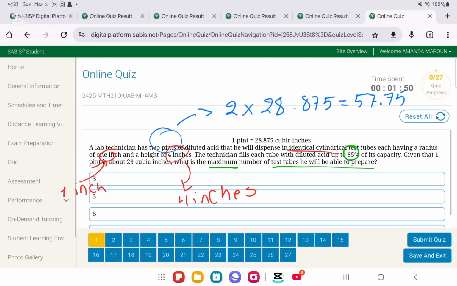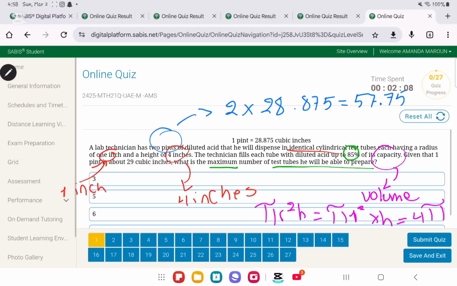So, from reading the question, I gathered all of this information. Now, whenever they say capacity, they are always referring to volume. And because they are cylindrical test tubes, we can find their volume by doing pi r squared h. So it becomes pi times 1 squared times the height h, which will give us 4 pi.